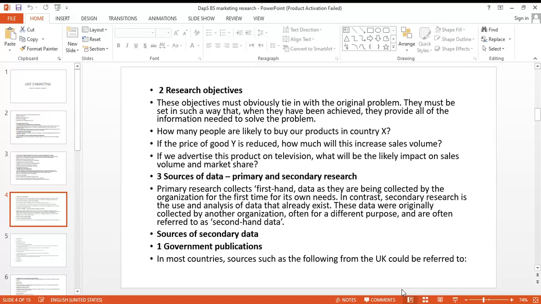So what do we do first? Do we do primary research first or do we do secondary research first? We do secondary research first. Why? Because the secondary research data are already there, already available, and cheap to acquire. Primary research is time consuming as well as expensive. So, what are the sources of secondary data?